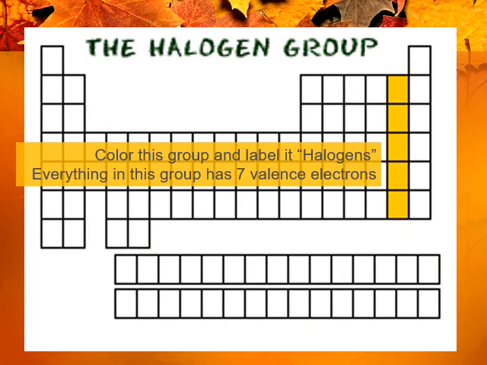Over here is group 7. It's either 7A or 17. It goes by both labels. These are halogens. They have 7 valence electrons, and oh my gosh, they really want 1 more valence electron. So if you put them in the presence of an alkali metal, there will be an explosive and spectacular reaction.